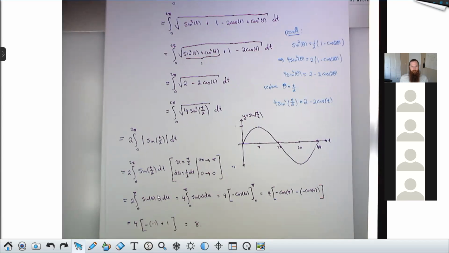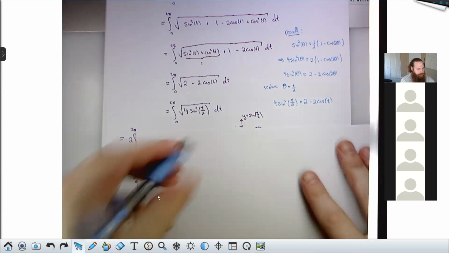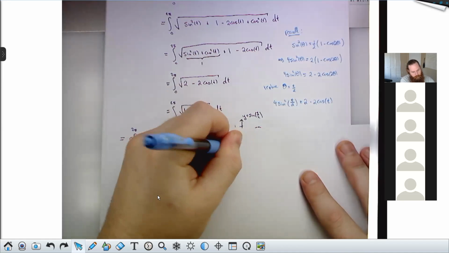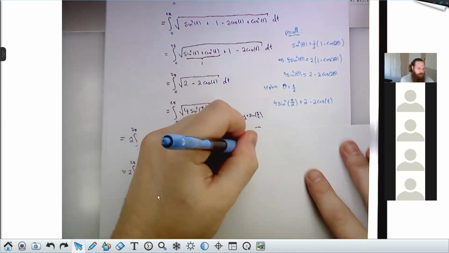I kind of missed what the whole absolute value thing was. So remember that the absolute value of, let me say it this way: if you take the square root of x squared, what do you get?